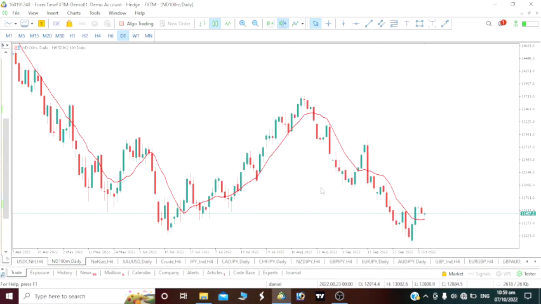So guys, welcome back. By the way, here we have our Nasdaq 100. We'll take a look at this movement for the day and how the price will be moving for the day, and why we'll be taking such a trade.